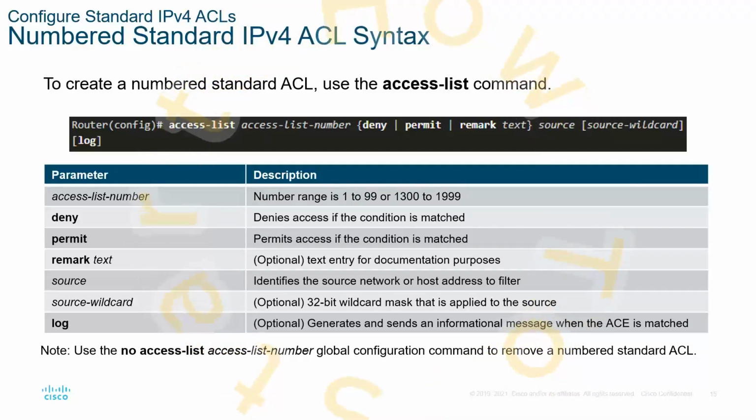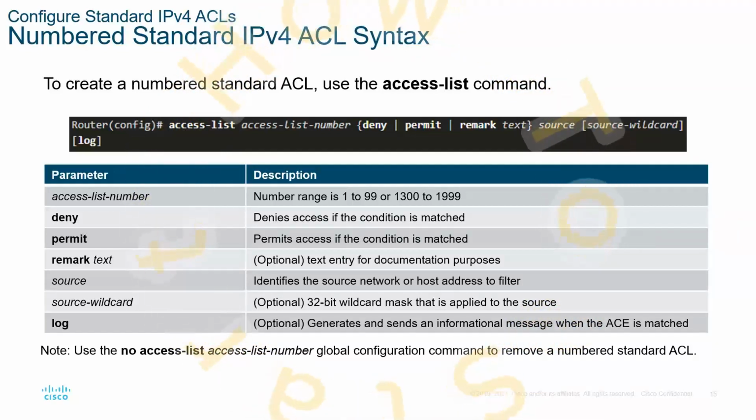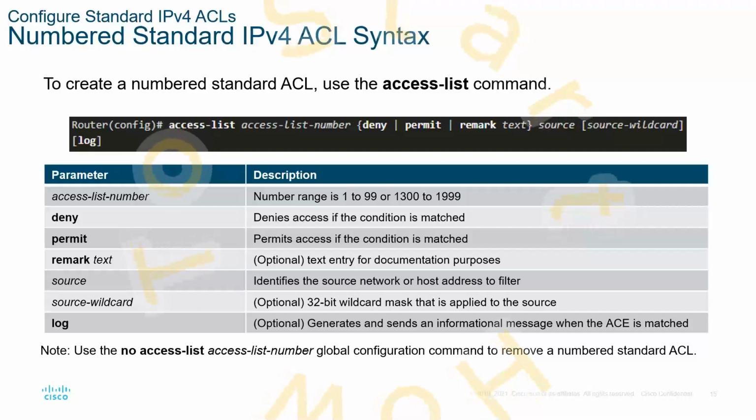Next, because this is a standard ACL, we only have to have a source address, so we'll have a source and a source wildcard. It's optional, but we can also log this as well. Now, to remove this access entry, we could do a no access-list and then the appropriate number, and that will remove that numbered ACL from the configuration.